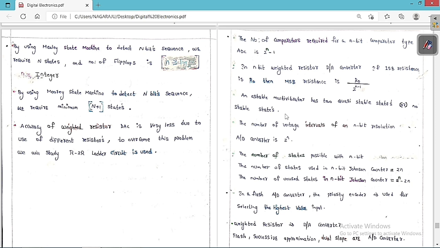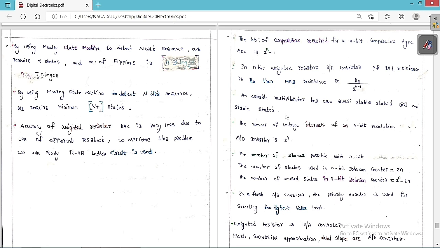So we can say that an astable multivibrator has two quasi-stable states or no stable state, because its output is always fluctuating from 0 to 1 and 1 to 0 on a continuous basis. So there is no stable state, or simply two quasi-stable states.